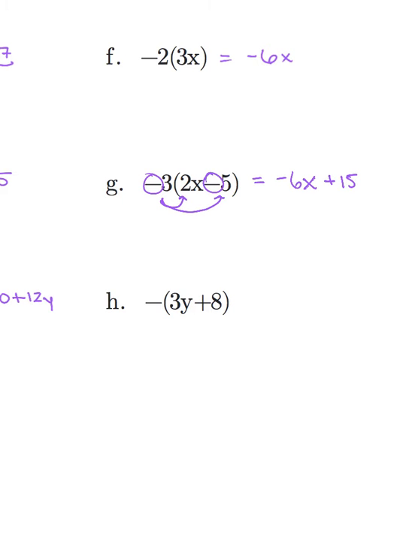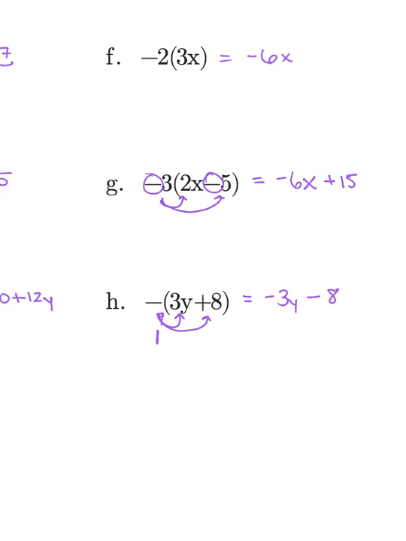Our final example, H, we have minus the quantity 3y plus 8. We need to distribute the negative. If you're not comfortable with multiplying by just a negative, note that we do have implied here a 1. This is minus 1 times 3y plus 8. And so if you want to multiply everything by negative 1, that's essentially what we are doing. So if we do this, we get minus 3y minus 8.